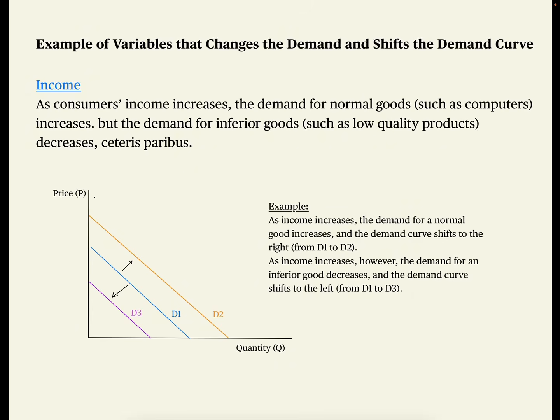As income increases, however, the demand for inferior goods, such as low-quality products, decreases. As demand decreases, the demand curve shifts to the left from D1 to D3.